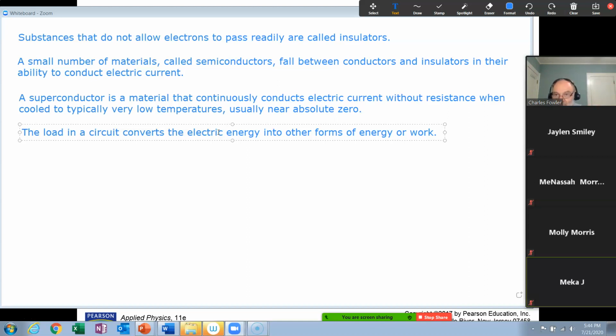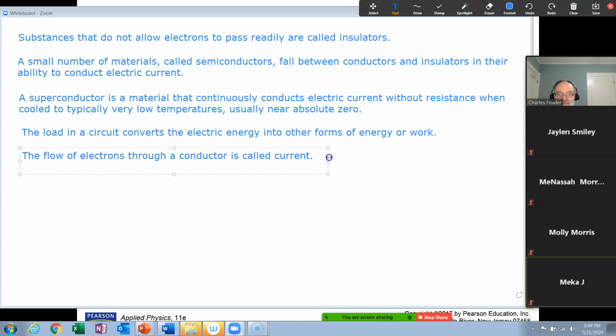Now, the next concept here is that of current, and we've been using the word a lot. The flow of electrons through a conductor is called current. Now, this is the first one in a while that's going to be a little bit more than just a word definition. This is actually going to be a formula.